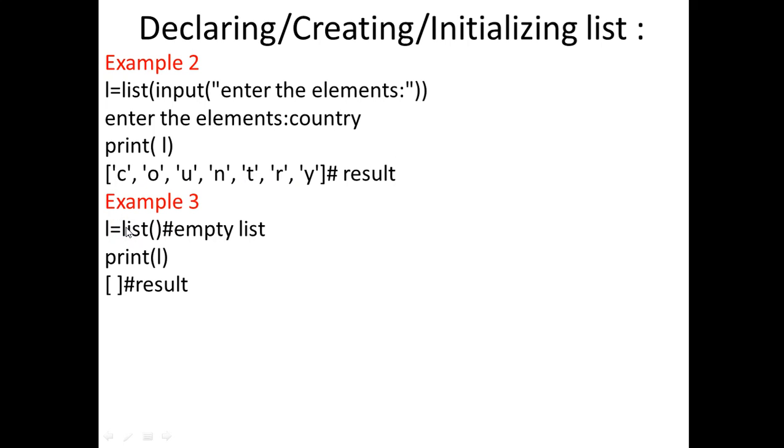Third example is, if we are going to create an empty list, then what will we write? L equals list, and nothing we will provide. We will write simply list, with the brackets opening and closing. And when you print L, you will get an empty square bracket, meaning the output of the empty list is empty only. No elements are there in the result. So this is how we declare, create or initialize the list.